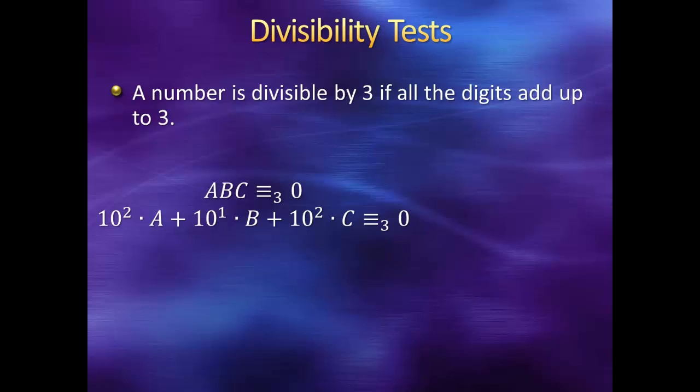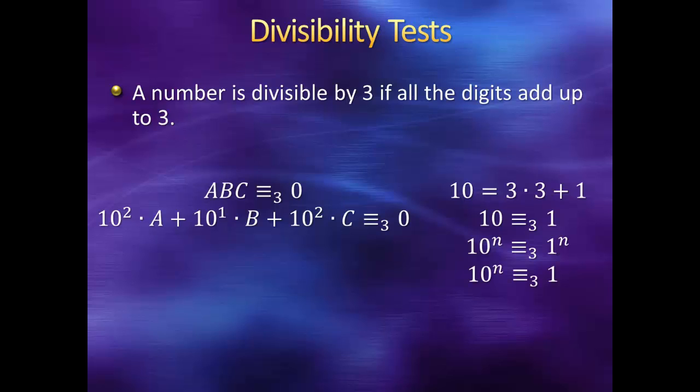If this number is divisible by 3, then it must be congruent to 0 mod 3. Make sure you understand why this is true. Now 10 equals 3 times 3 plus 1. So 10 is congruent to 1 mod 3. But if that's the case, then we can raise both sides to the n power, meaning 10 to the nth power is congruent to 1 to the nth power, mod 3. Since 1 to the n equals 1 for all n, we can see that all powers of 10 will also be congruent to 1 mod 3.